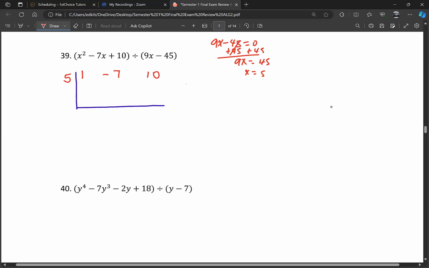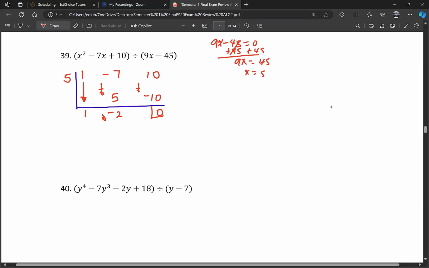Once you've set it up, the first step is moving down. Just drop down the 1. The first digit, always drop it down directly. And then you always multiply these. 5 times 1 is going to be a 5. And then you're always adding downward, right? So negative 7 plus 5 is a negative 2. And now again, we're back to multiplying for the next one. 5 times negative 2 is a negative 10. And then again, you're adding these. 10 plus negative 10 really just cancels out.